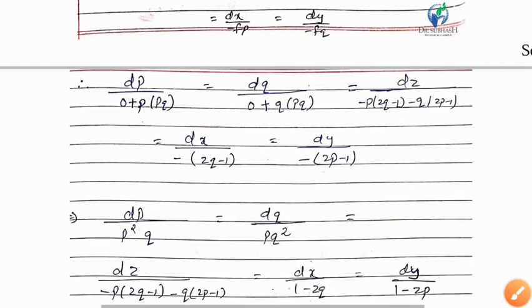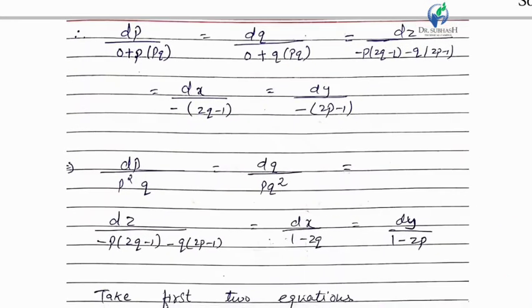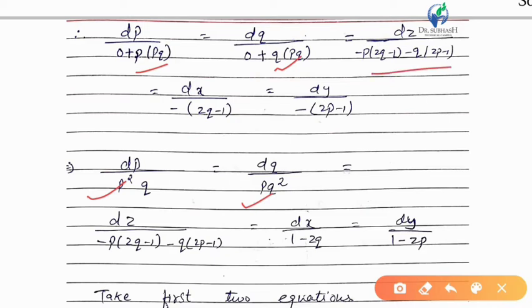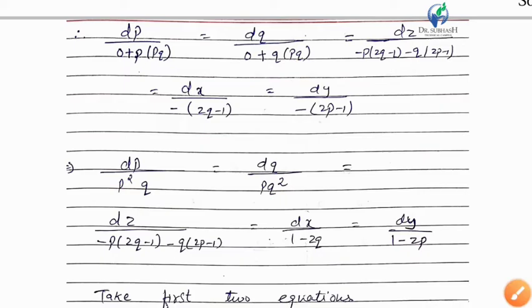In the next step, I am simplifying this equation. So this will become p square q. This term will be q square p. dz term I am putting as it is. And dx and dy, I am multiplying this minus sign inside the bracket. So dx upon 1 minus zq and dy upon 1 minus zp.